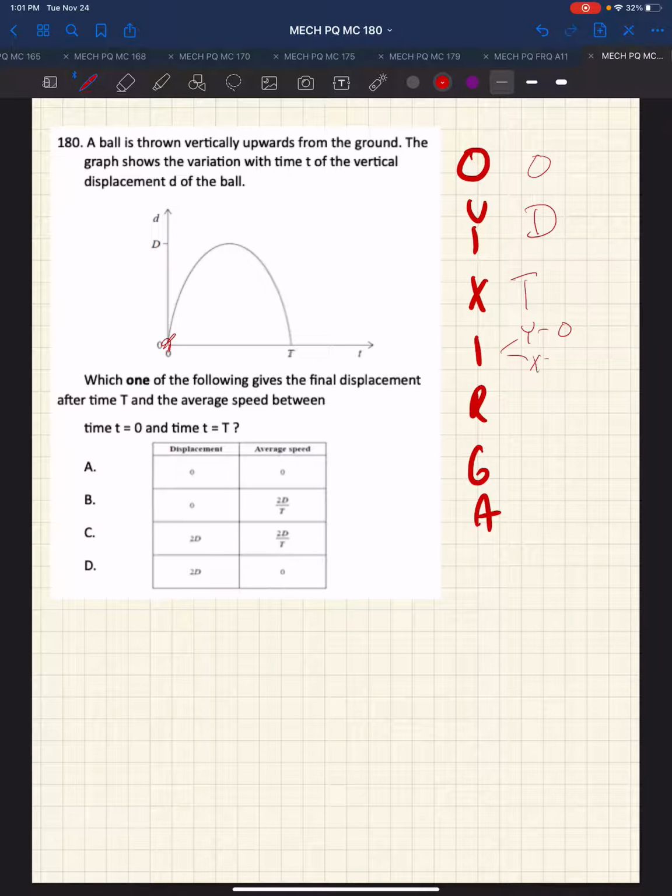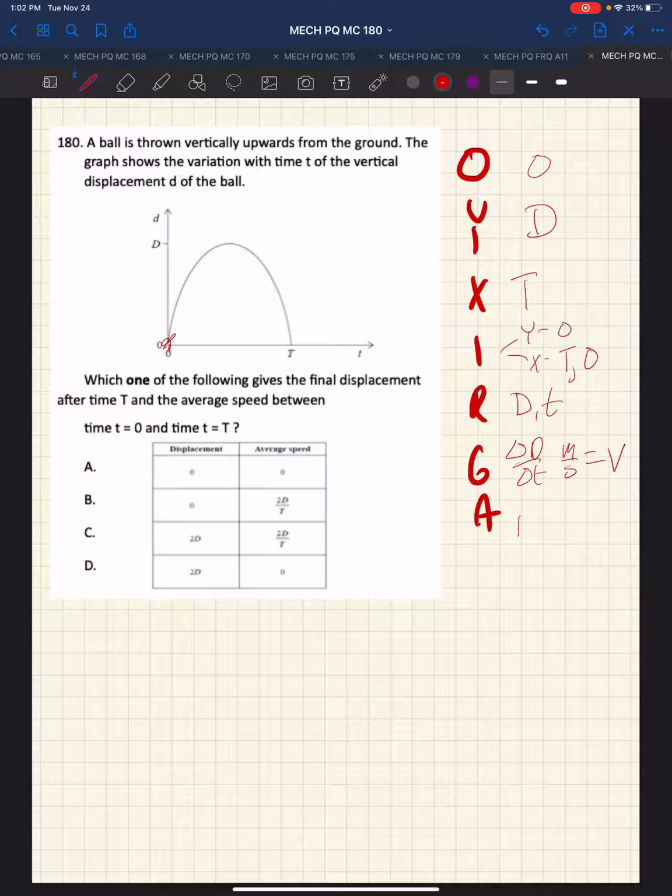The x-intercept is also a 0. So at time t, we have a 0. We can read the quantities d and t. The gradient is delta d over delta t. And if this is displacement, then it's meters per second. So it would be the velocity.